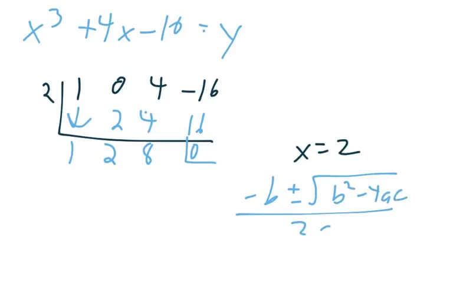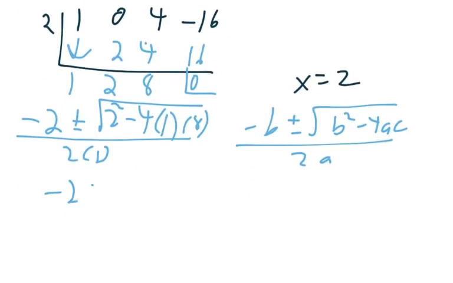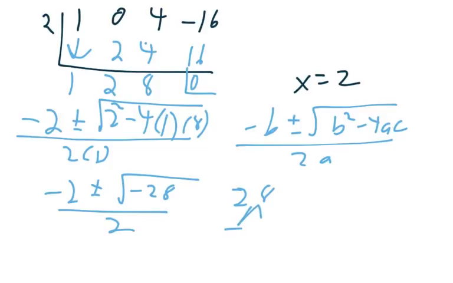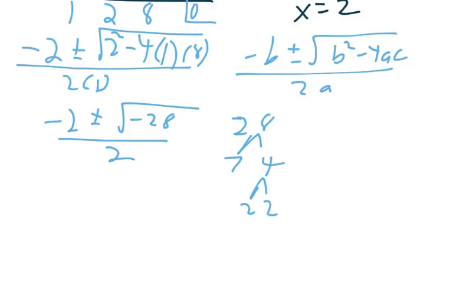I'm going to plug in the quadratic equation. B is 2. A is 1. 2 squared minus 4 times 1 times 8. So we get negative 2 plus or minus the square root of negative 28 over 2. So I'm going to break down 28 here for a second. 7 times 4. 2 times 2.